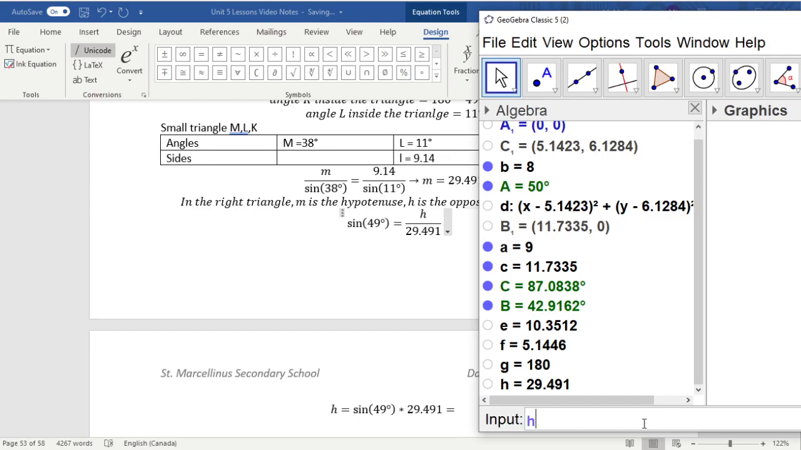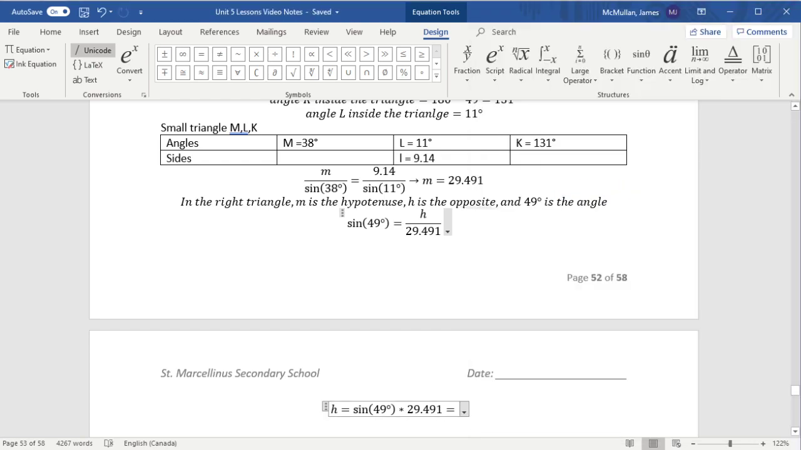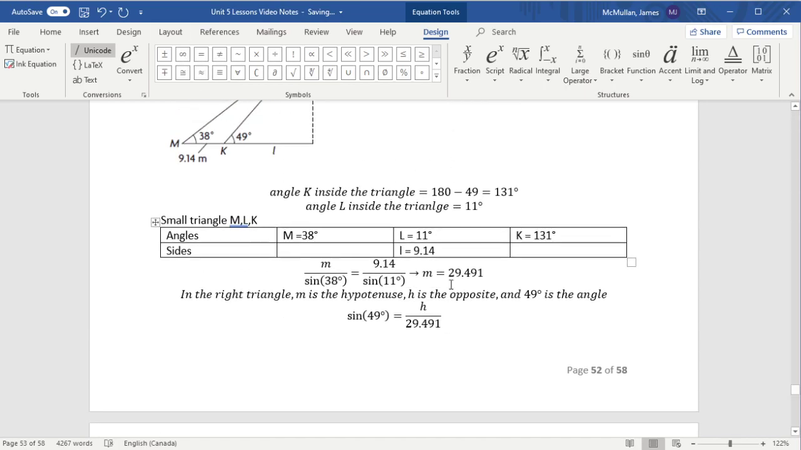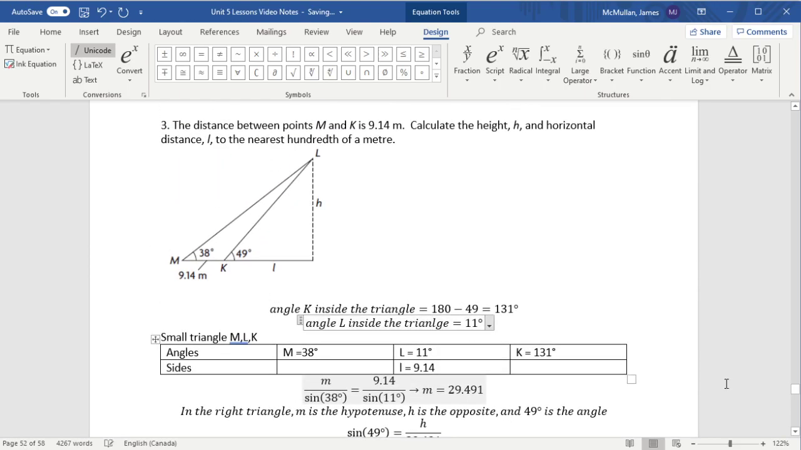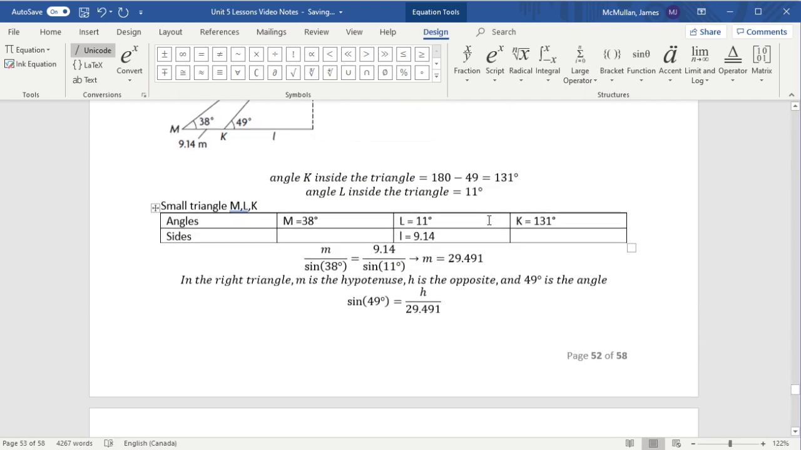H is 22.2571. And now you're good to go ahead and round it, and you can say 22.3 meters. To the nearest, it says your nearest hundredth, so sorry, it should be 22.26. Okay, and that would be that one.